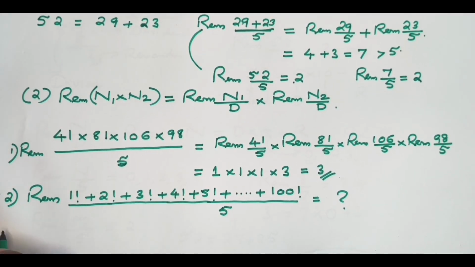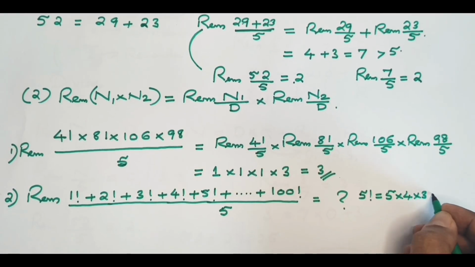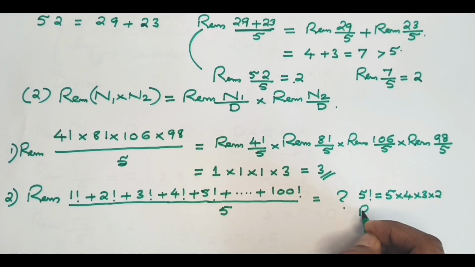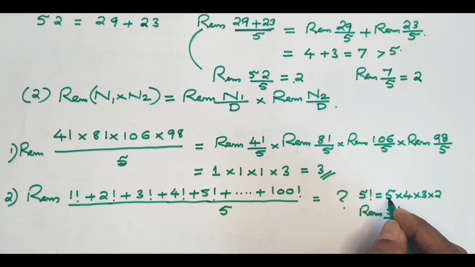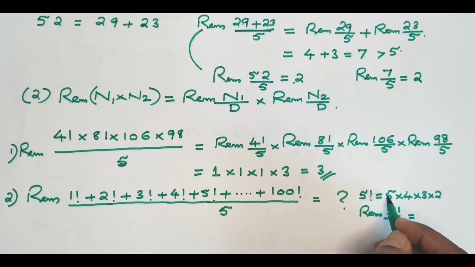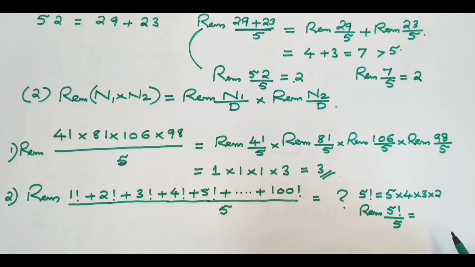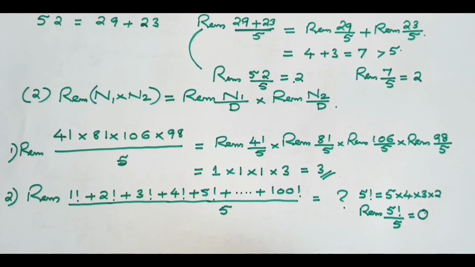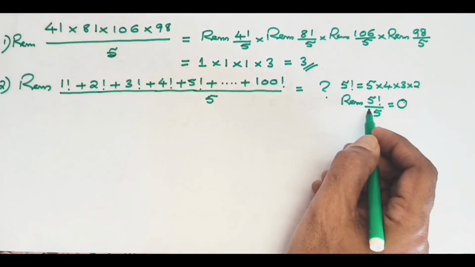See, look at this. 5 factorial is 5 multiplied by 4 multiplied by 3 multiplied by 2 multiplied by 1. And what would be the remainder of 5 factorial when divided by 5? In its expansion, you can see 5, showing 5 factorial is a multiple of 5. If you divide a number which is a multiple of 5 by 5, there will be no remainder. Rather, the remainder will be 0. So the remainder of this number when divided by 5 is 0.